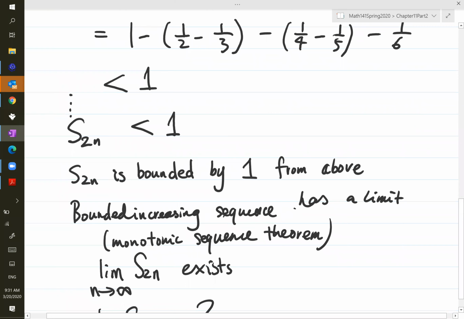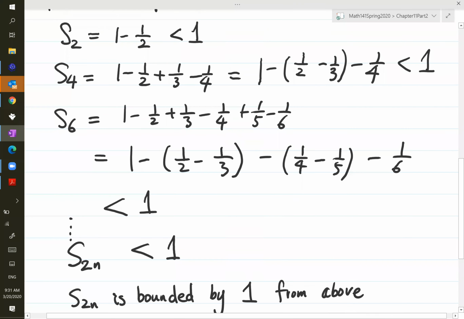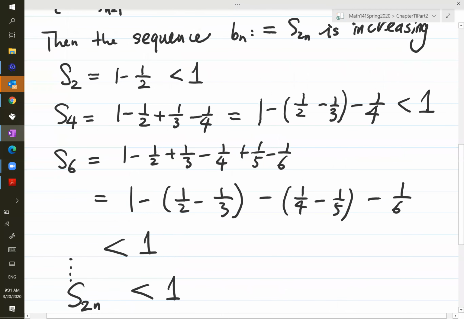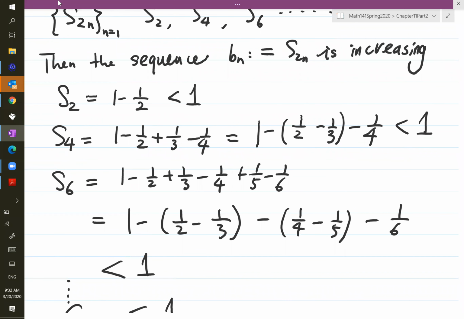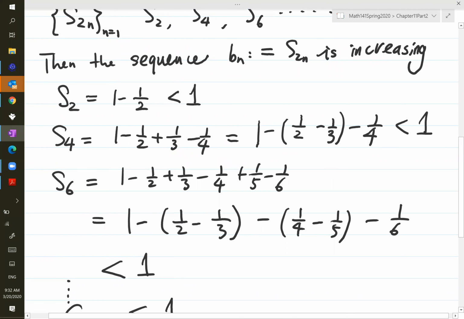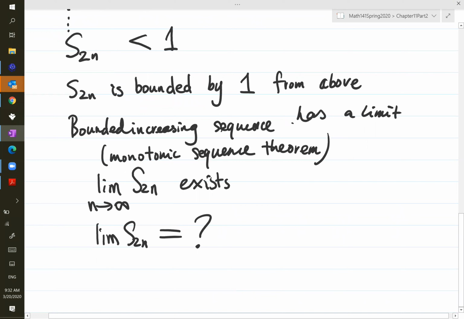Another property that we know is that it's bounded by 1. We pair it in another form. It's 1 subtract positive terms, so that we can conclude that it's bounded by 1. So we know this partial sum is bounded and monotonic. It's bounded and increasing. Then we know the series converges.